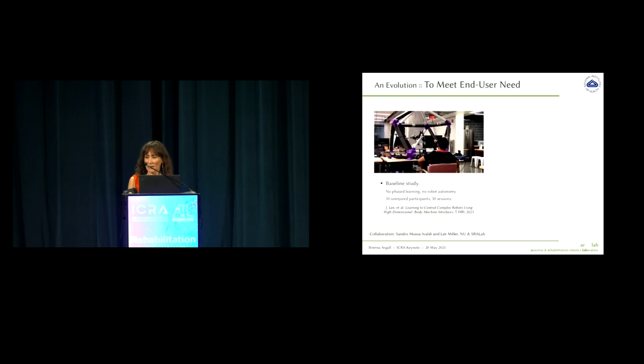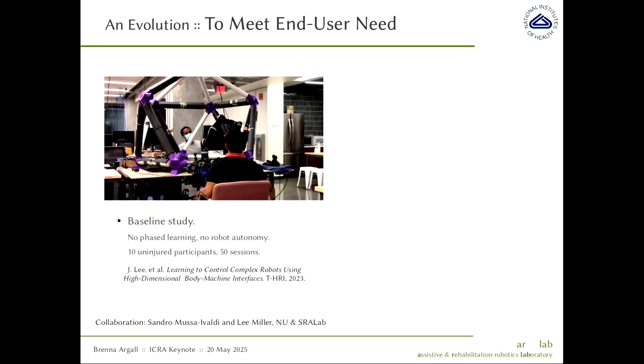So we started out with a baseline study. This study had no phased learning, it had no robotics autonomy, it had people without any motor impairments, and they came in for 5 sessions each. And what we wanted to just see, open-ended, is: if someone comes in for 5 consecutive days, can they learn the system, at least to a certain extent? They could, to a certain extent.